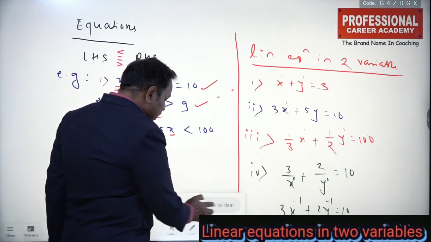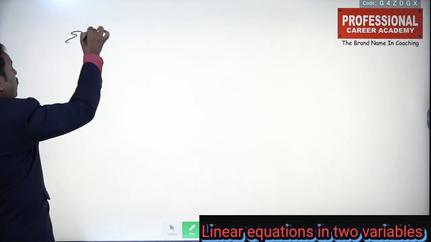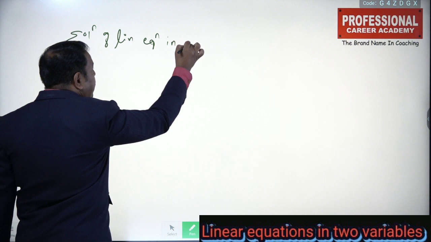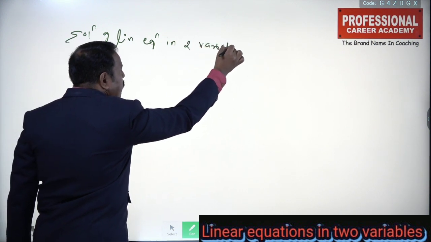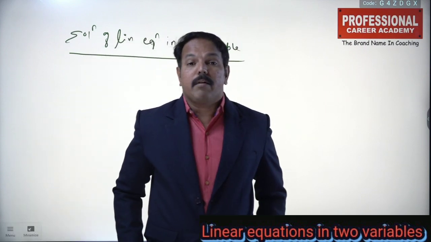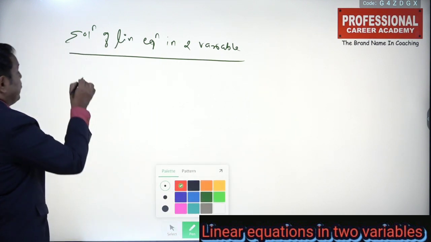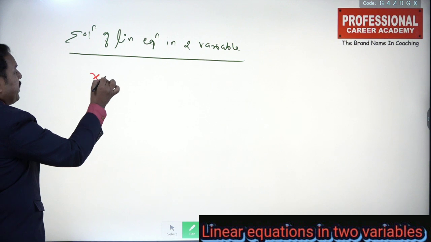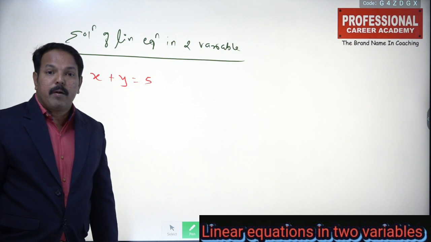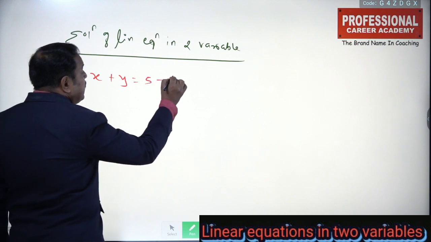See here. Now look at this. Next we have to study what is meant by solution. Solution of linear equation in 2 variables. What is the meaning of solution? Remember that we have studied what is a linear equation. A linear equation is, for example, x plus y is equal to 5. This is a linear equation in 2 variables. We can say this is equation number 1.